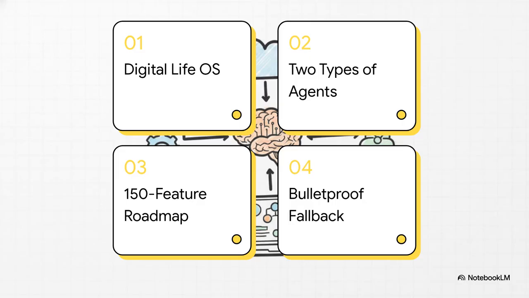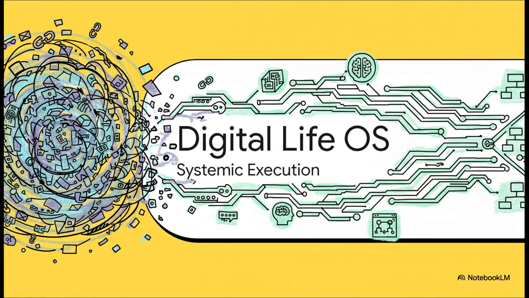Here's a quick look at our roadmap for today. First, we'll break down the Digital Life OS. Second, we'll look at the two types of agents running the show. Third, we'll explore that 150-feature roadmap. And finally, we'll wrap up with the bulletproof fallback chain. All right, let's jump right into Section 1, the Digital Life OS.